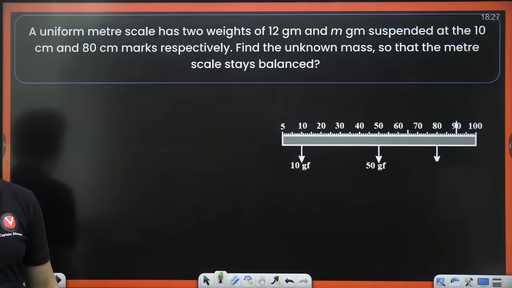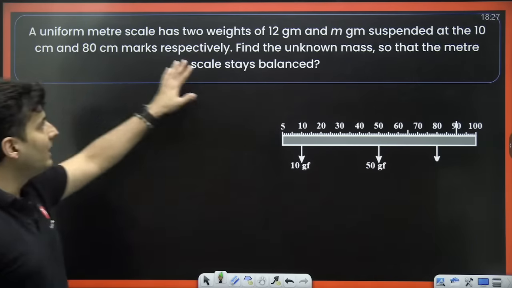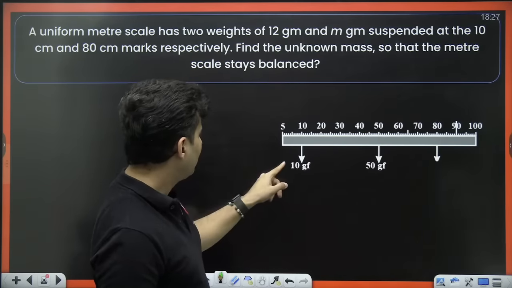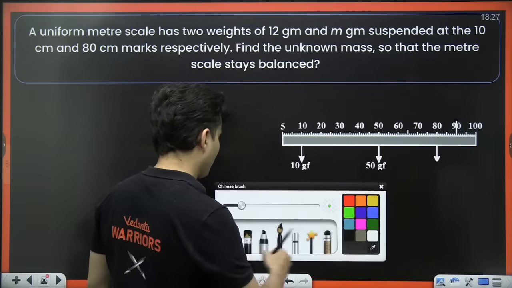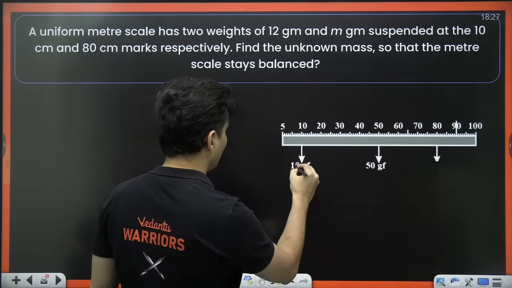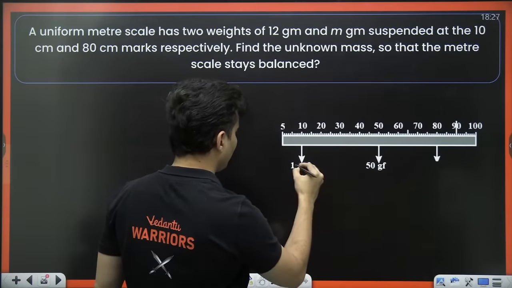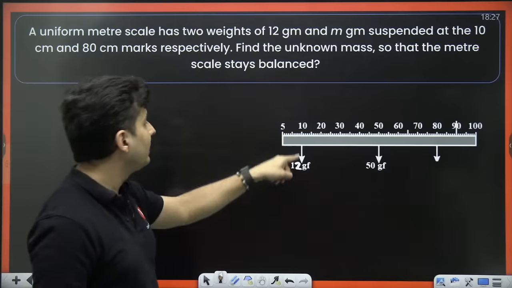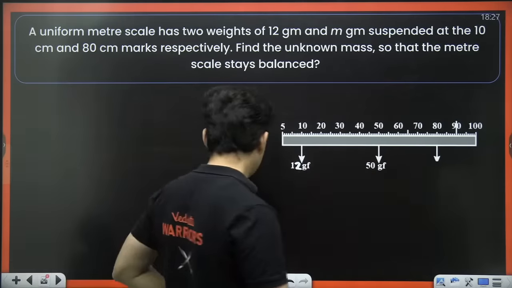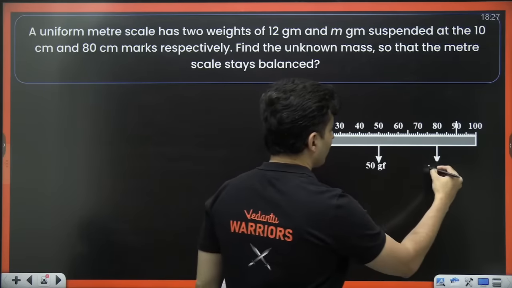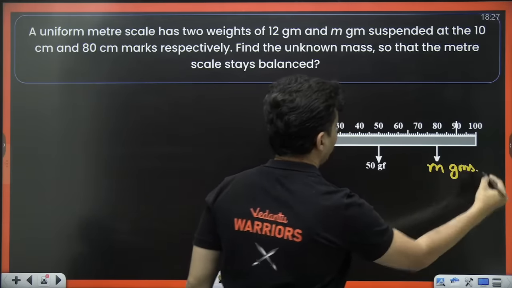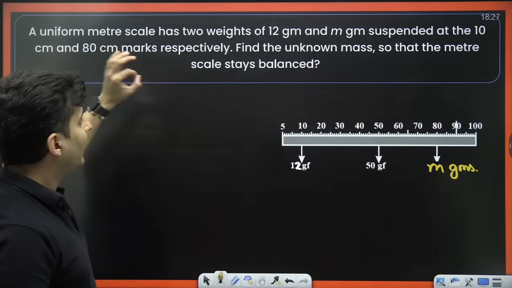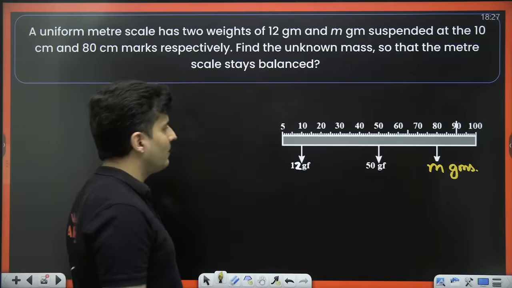What is this particular question? Observe carefully. It says there is a meter scale which has two weights, 12 grams and m grams. I think 12 grams is here. This is not 10, this is 12, I believe. 12 grams and unknown mass m at 10 centimeters, and at 80 centimeters another unknown mass, n grams. 50 grams is the weight of the meter scale. Find the unknown mass so that the meter scale stays balanced.